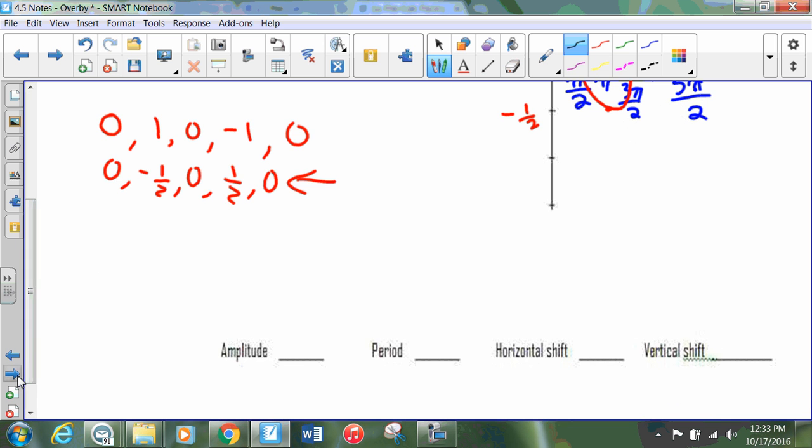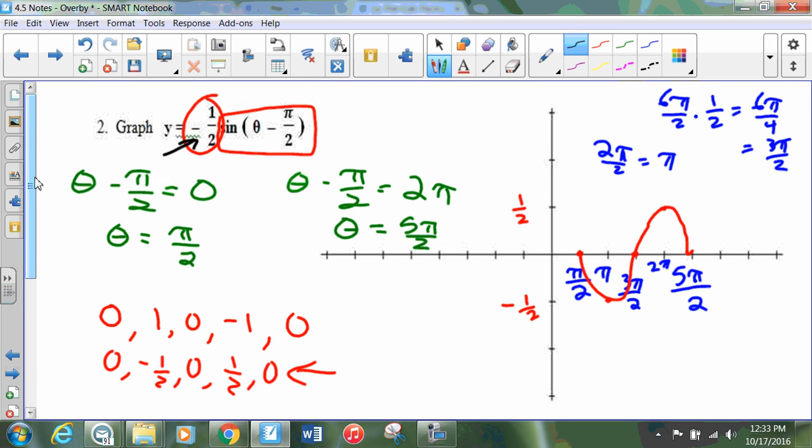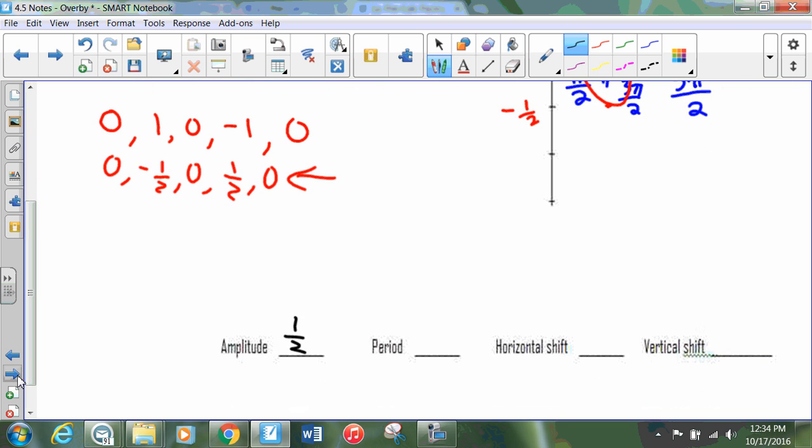So amplitude's 1/2. Period, we can either see that from pi over 2 to 5 pi over 2, that's a distance of 4 pi over 2, which is 2 pi. Or we can see that the number in front of the theta is 1, and when you divide 2 pi by 1, you get 2 pi. So either method, the period's 2 pi.